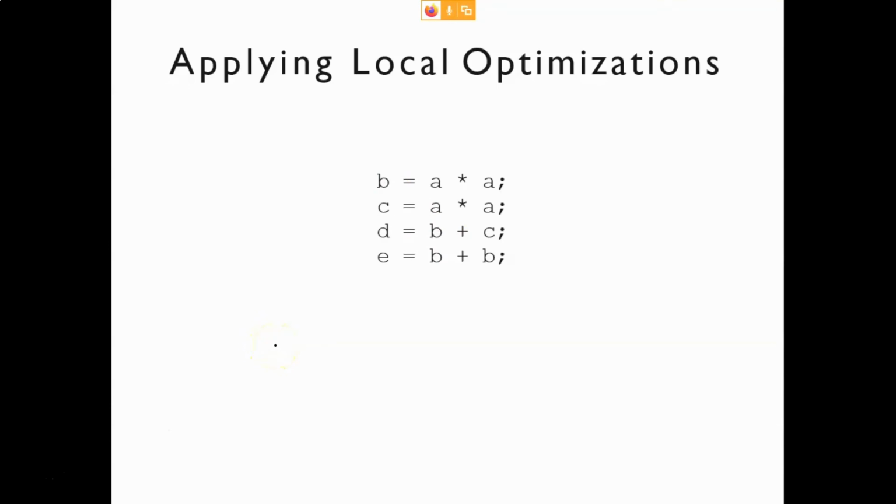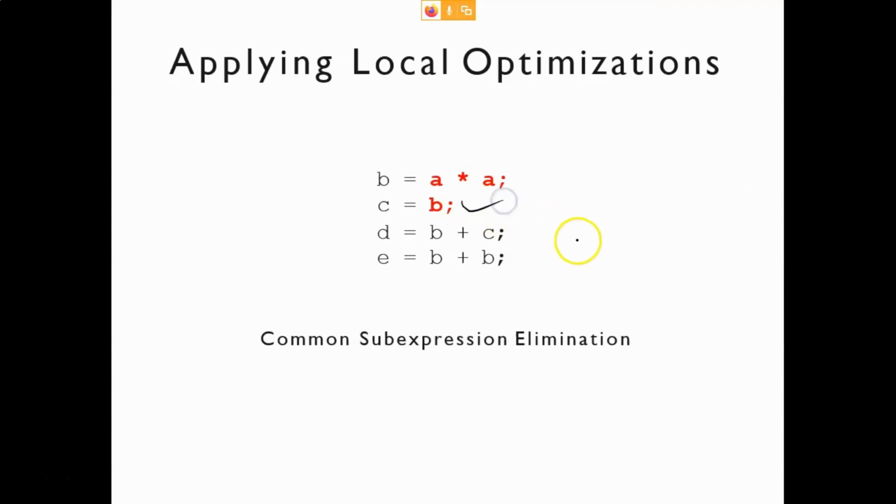Let's see. So this is your code. Now first you can see what is happening here. This is your common sub expression elimination. Why? Because here this is A star A, here also this is A star A, and in the middle of these two statements, you are not changing A, you are not changing B. That is the condition. Remember that condition always. So now you don't have to do this recalculation. You can replace it with B. So common sub expression elimination you can apply, and you will get this B.